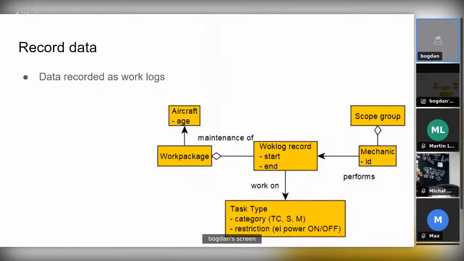So this is the model that is relevant for the planning. As we said, we have the work package of the revision, which is the set of tasks that need to be performed for a specific aircraft. We have the work log or session log where we have the start and the end. It is associated with a specific task type, which could have some additional information, and it is associated with the mechanic and the group the mechanic belongs to.